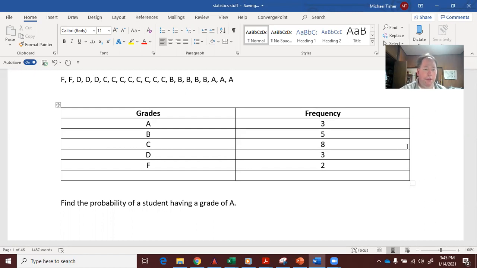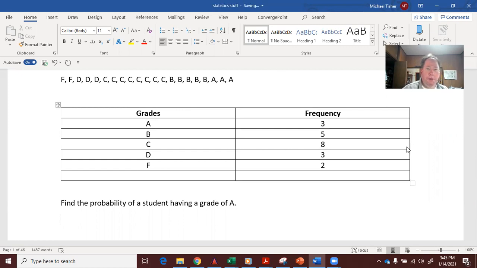Here we have this table of information about grades. So here we can see that 3 people had a grade of A, 5 people had a grade of B, 8 people had a grade of C, 3 people have a grade of D, and 2 people have a grade of F. So given this table of information, we would like to know what is the probability of a student having a grade of A.